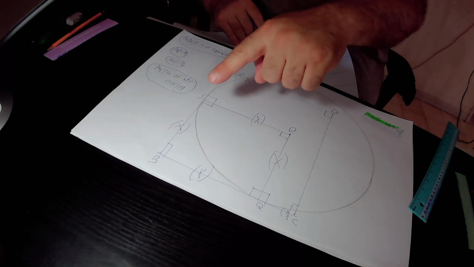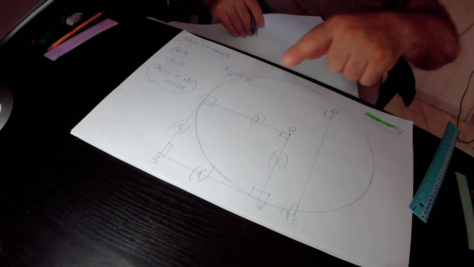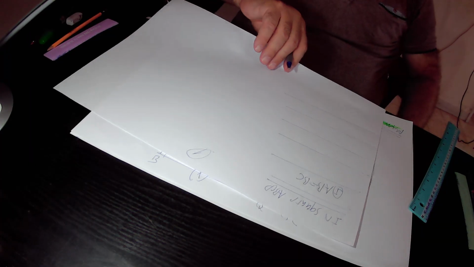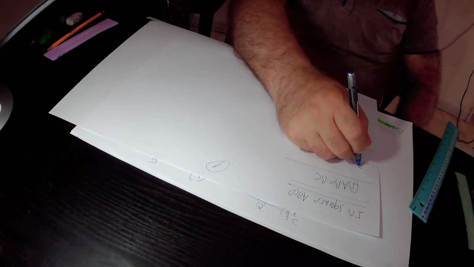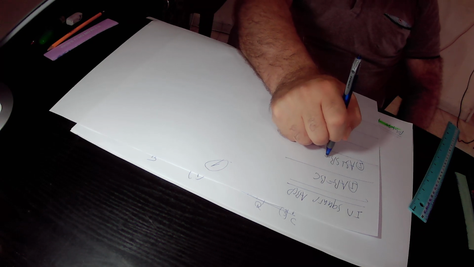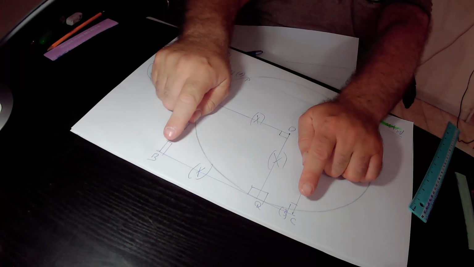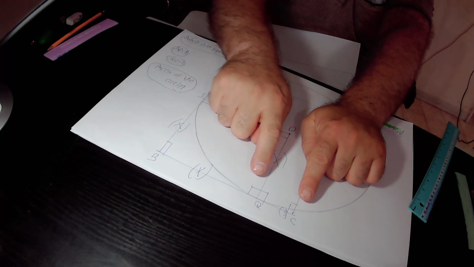Side AB in total equals AS plus SB. Again, AB equals AS plus SB. And it is equal to this side BC. BC in total equals BQ plus QC.